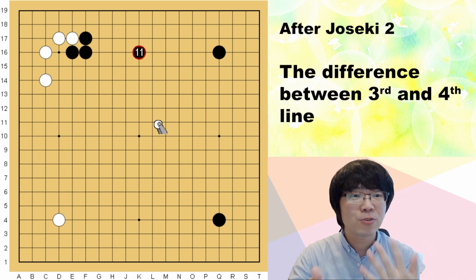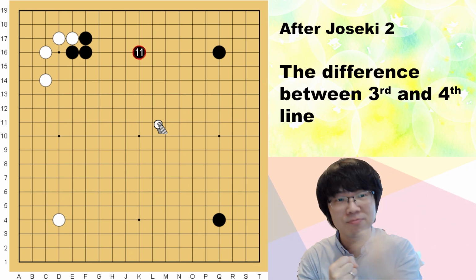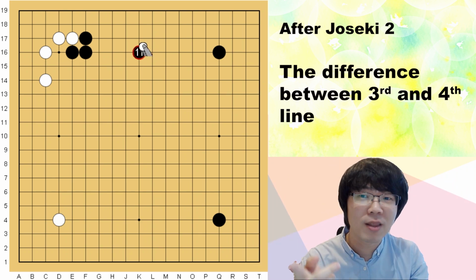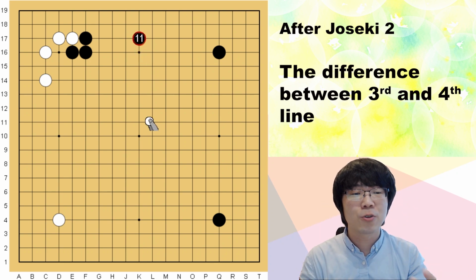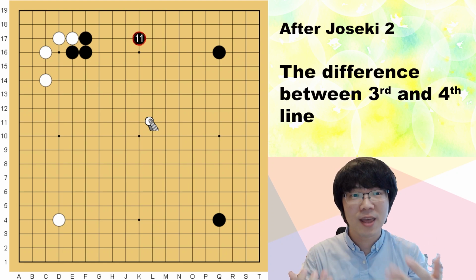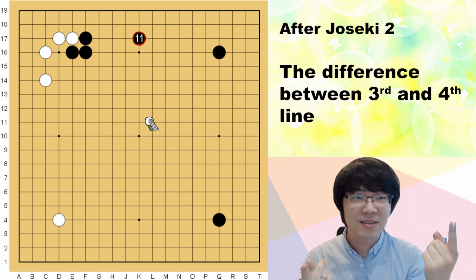So if you like to make the big shape, and if you like to kill your opponent, then you can play the fourth line. But if your style is to make territory slowly, and you like to share with your opponent, then you can play the third line. You got it, right? Okay.